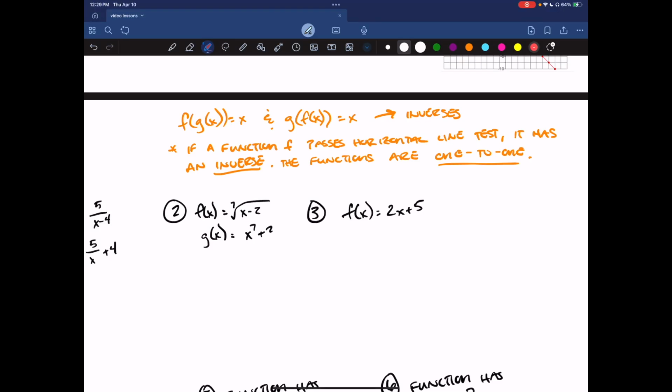Hey guys, welcome to 2.7. In this lesson, we're going to talk about inverse functions. Now, in a previous lesson, we talked about how you can see if a graph is a function because it passes the vertical line test. Well, in this lesson, we're going to talk about the horizontal line test and what it means to be an inverse.